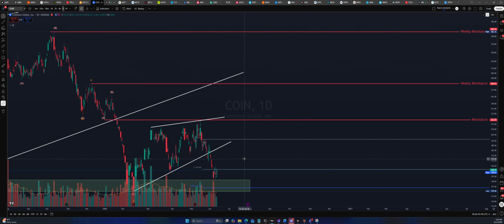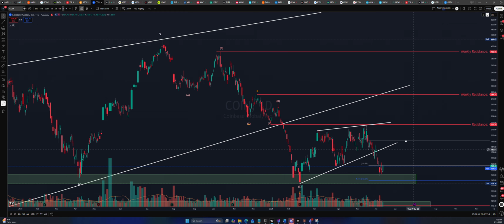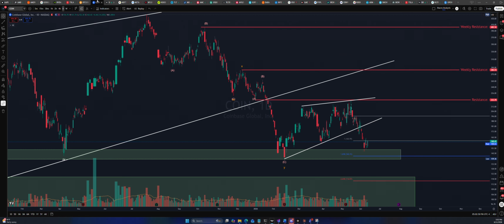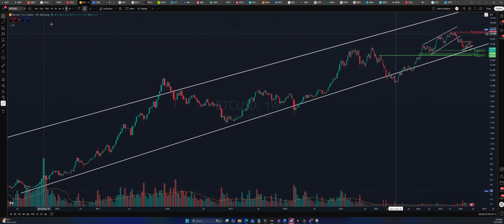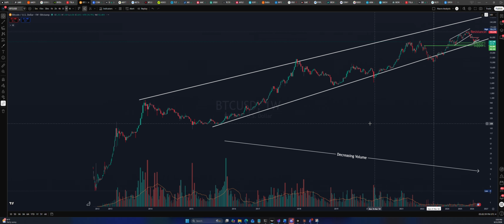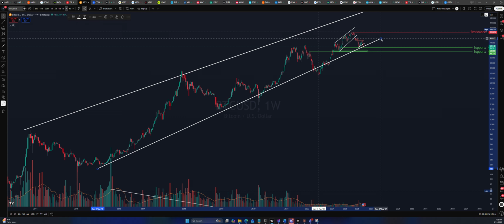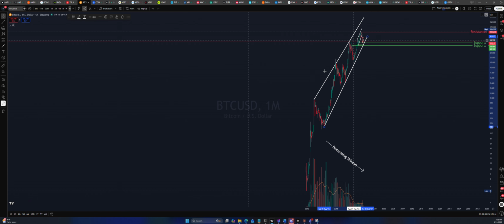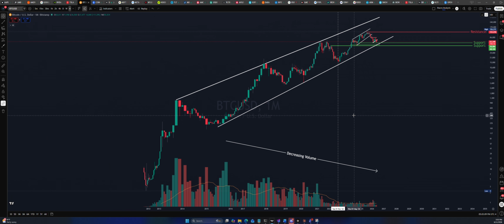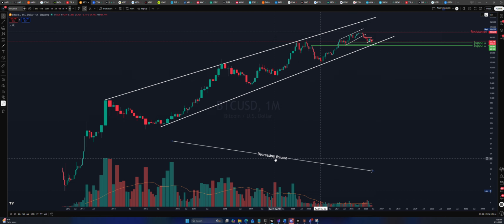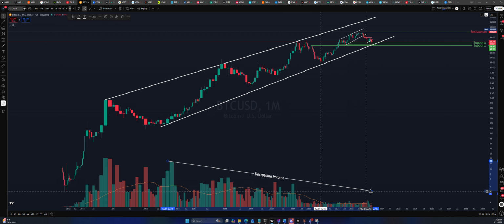Coin, everything for Coin really depends on what Bitcoin does. It's just ruled by Bitcoin. So Bitcoin is pretty much at the bottom again. This is the scariest chart that I've seen. Massive decrease in volume, huge macro rising wedge. When this breaks, it's going back to around 14,000.